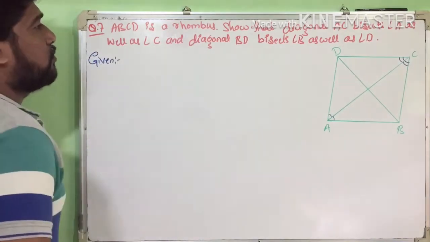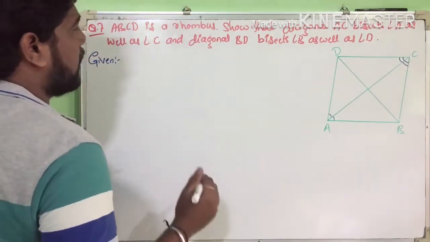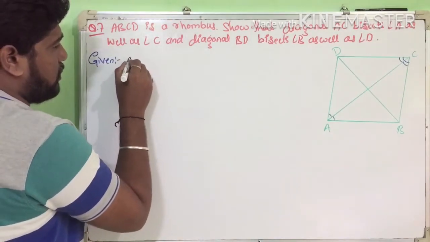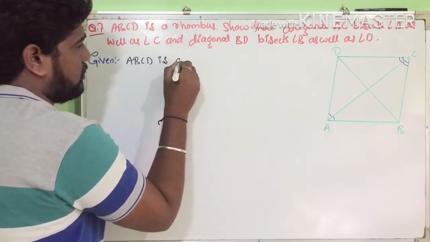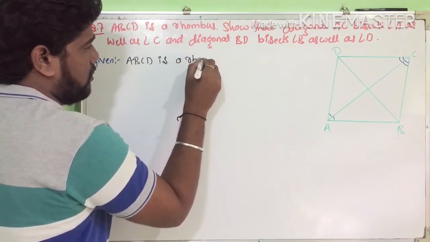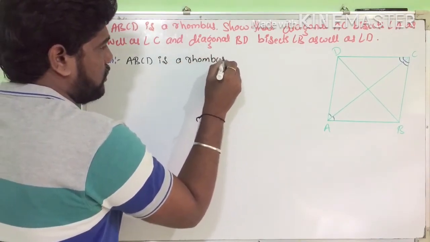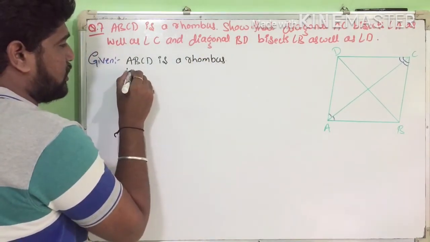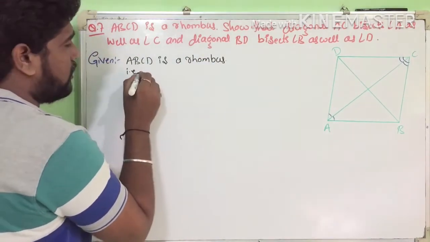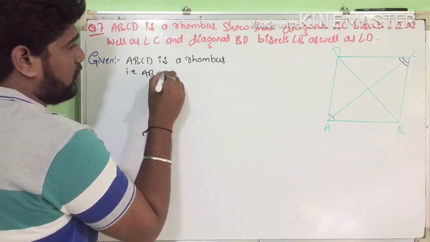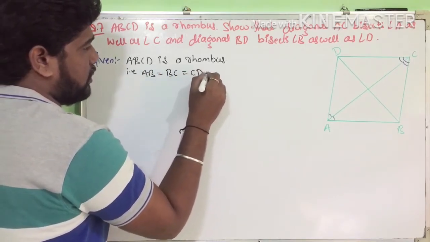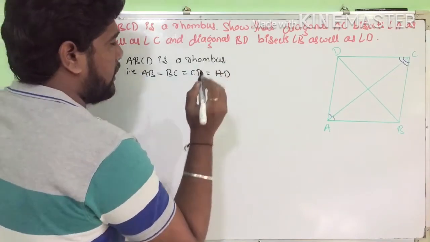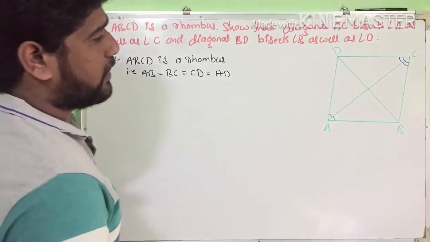Given: what they have given here is ABCD is a rhombus. ABCD is a rhombus means all sides are equal. AB is equal to BC is equal to CD is equal to AD.